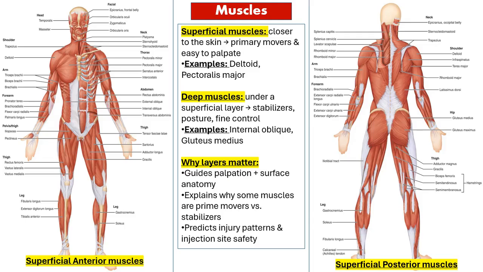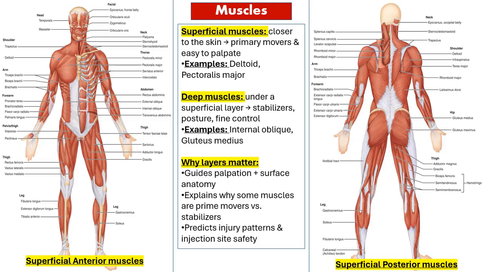So when we're looking at this muscle man here, right? We see the anterior muscles and then we see posterior muscles. But one thing that we notice is that we're only seeing usually the superficial muscles. Superficial muscles means you're dealing with primary movers most of the time. They're very easy to palpate, so you can really see that they're closer to the skin and you can feel them, right? Examples would be like our deltoid muscle and also our pectoralis major muscle. Okay, so there's some examples there.